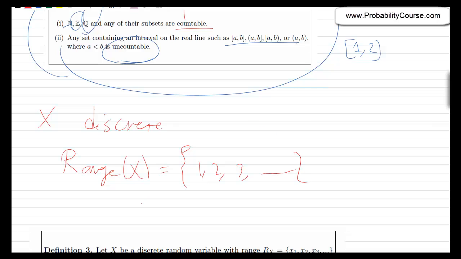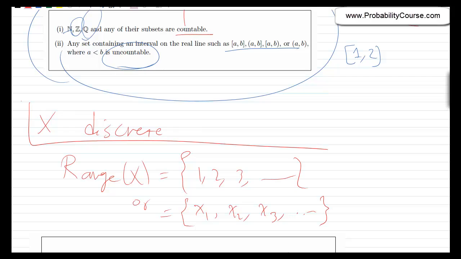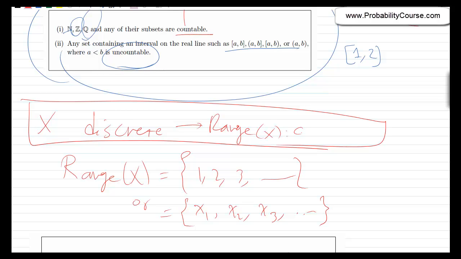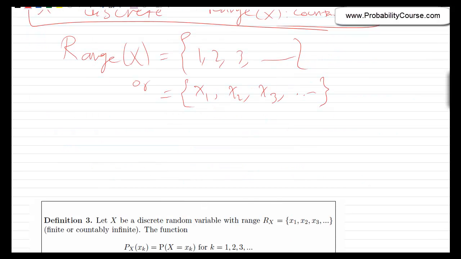So remember that when we say a set is countable, it means that we can list all the elements in that set. So if X is a discrete random variable, it means that we can write its range of X. We can list all the elements. The range could be, I don't know, 1, 2, 3, or in general, we can list it as x1, x2, x3, and so on. So discrete means range of X is a countable set.